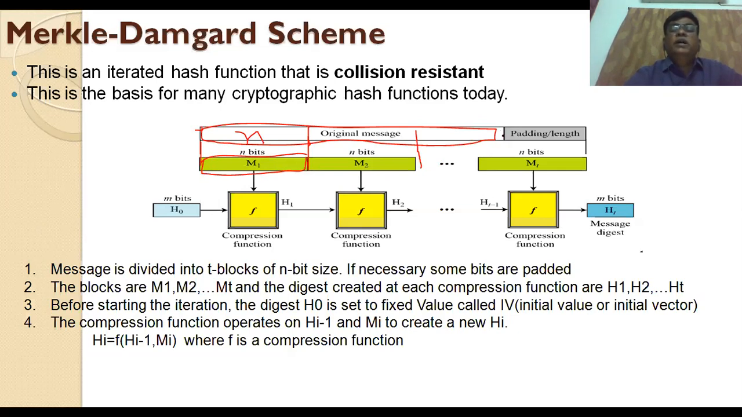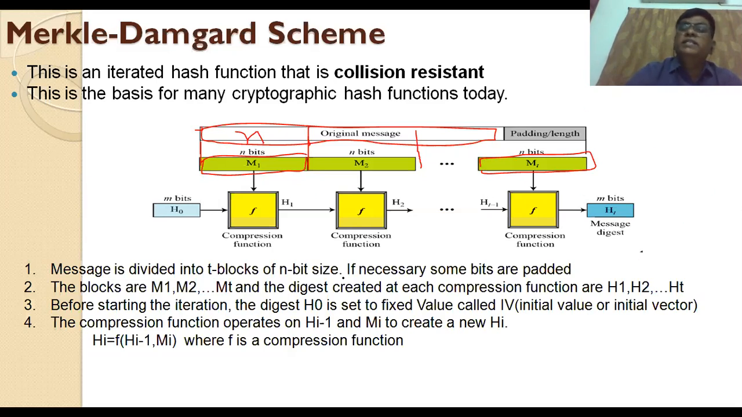Till MT minus 1, that means the last but one is also an equal size block. Sometimes for the last block, we need to add some bits if that block contains fewer bits than n.